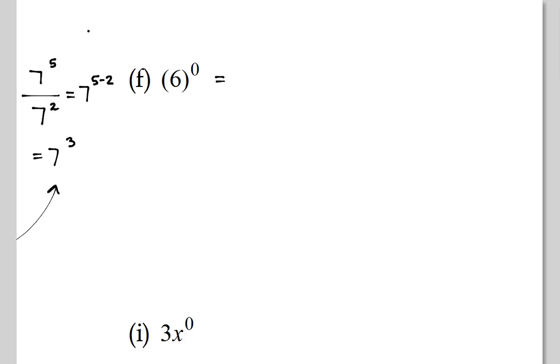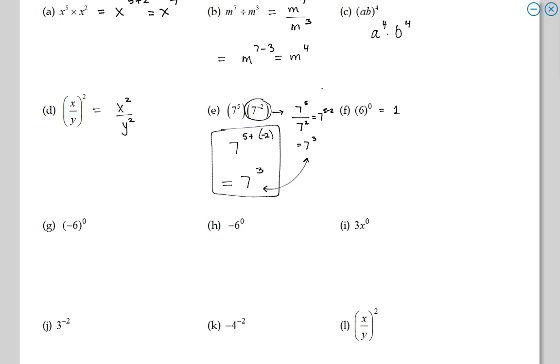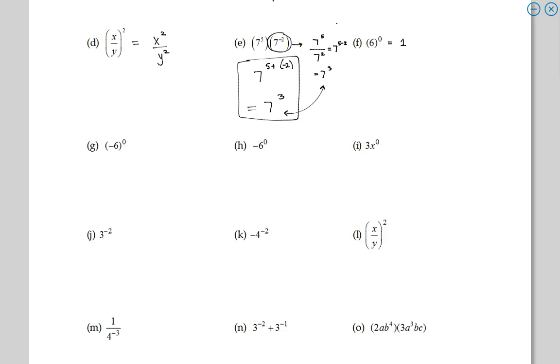Next one, anything to the power 0 is 1. Let's just give a quick highlight on F, G, and H, as they're all very similar. They're all 6 to the power 0, but with negatives placed in different spots. So for the first one, it's positive 6 to the power 0, which is 1. The next one is negative 6 to the power 0, and that's also 1, for the same reason as F, as anything to the power 0 is 1.